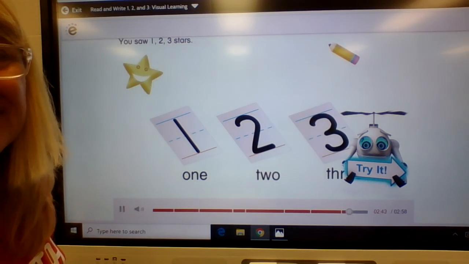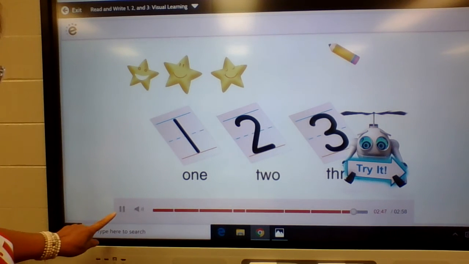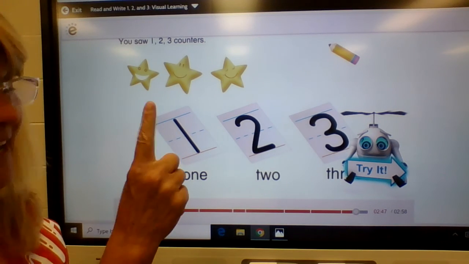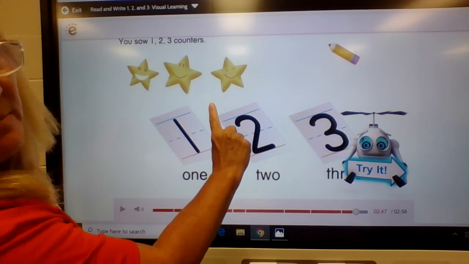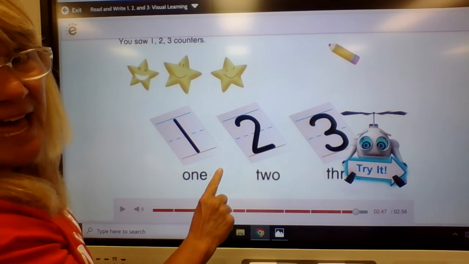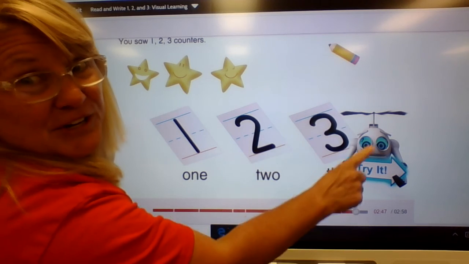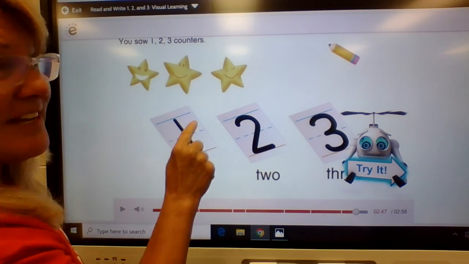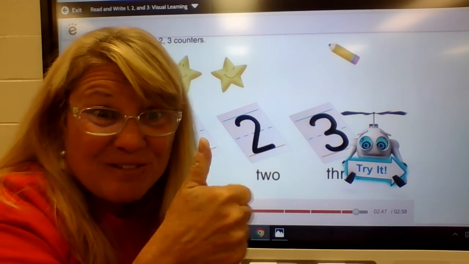You saw 1, 2, 3 stars. We're going to stop right there, kindergartners, and I want you to use your finger in the air, and we're going to practice number 1. So pull straight down for number 1. For number 2, you curve, slide, and then go back. Number 3, you curve around and curve again. Go ahead and practice making 1 in the air, then 2 in the air, then 3 in the air. Great work.